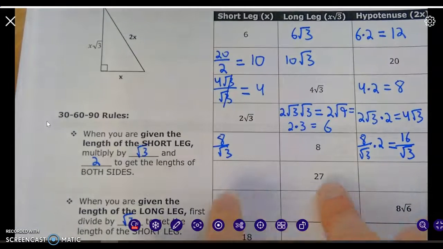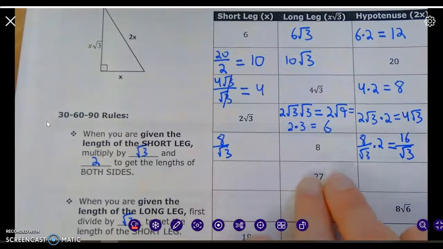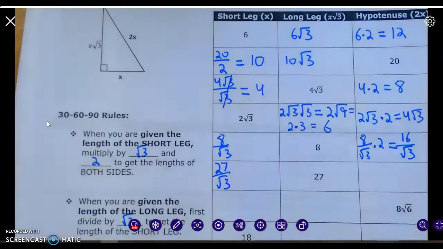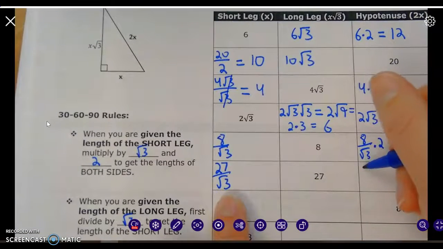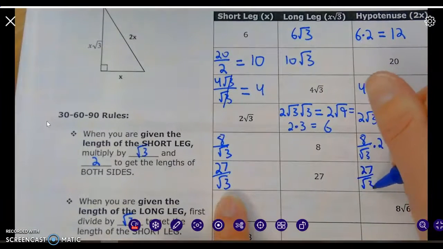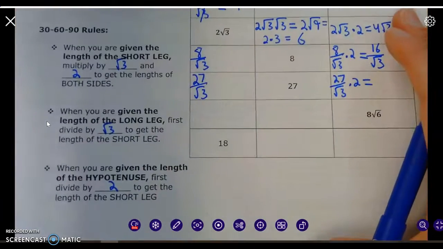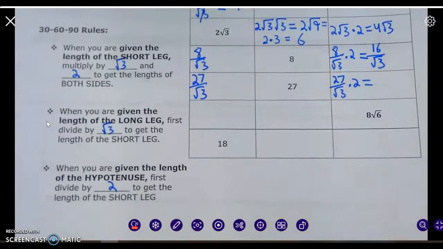Okay, with this 27, we're going to follow the exact same steps as the 8. So we're going to take our 27, divide by √3. Take our short leg and double it. Okay, so 27 times 2 is 54.